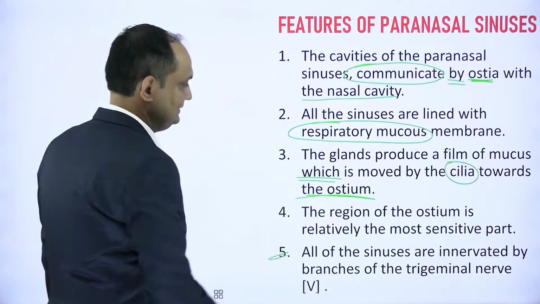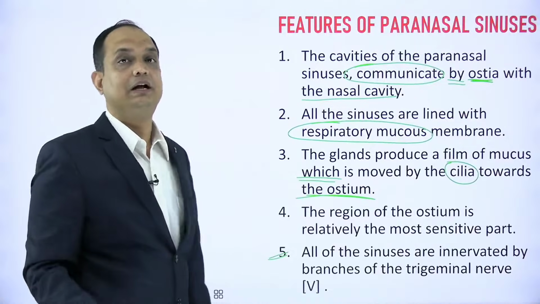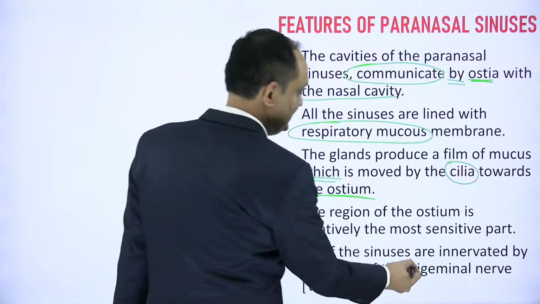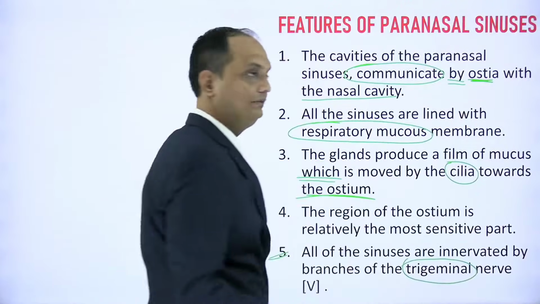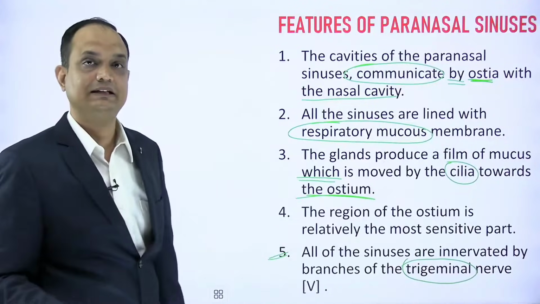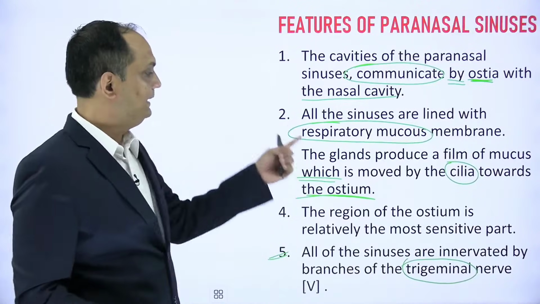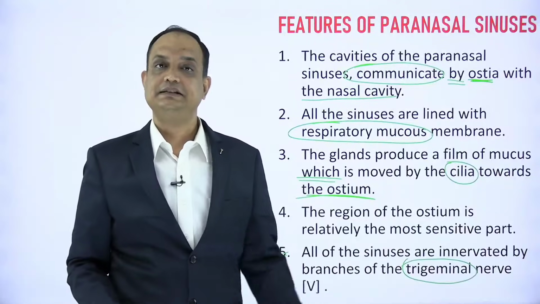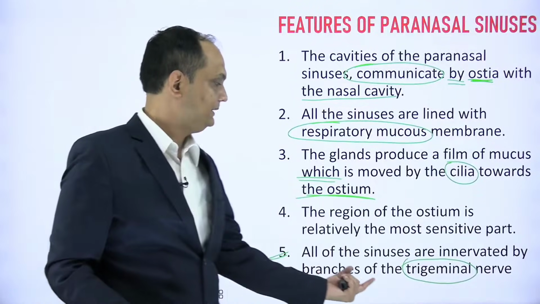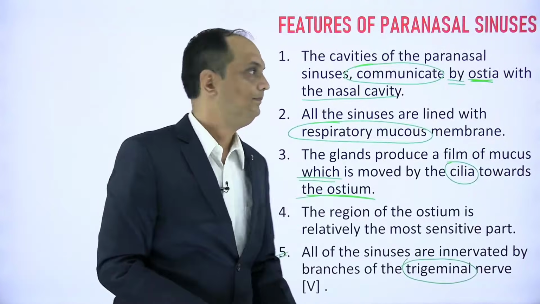The region of the ostium is relatively the most sensitive part of any paranasal sinus, and all the paranasal sinuses are supplied by one or another branch of the trigeminal nerve. You know that the trigeminal nerve has three divisions: ophthalmic, maxillary and mandibular. So the paranasal sinuses have sensory supply from a branch of the trigeminal nerve.